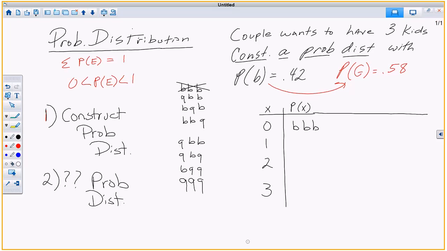Now, where is 1 girl? Boy, boy, girl. 1 girl is all where? Right there, right? Okay, so that's 3 out of, well, write them down. GBB, BGB, and BBG. Everybody with me? Now you do 2 girls and 3 girls. We'll mark those out. Pretty simple. You should be able to figure it out.